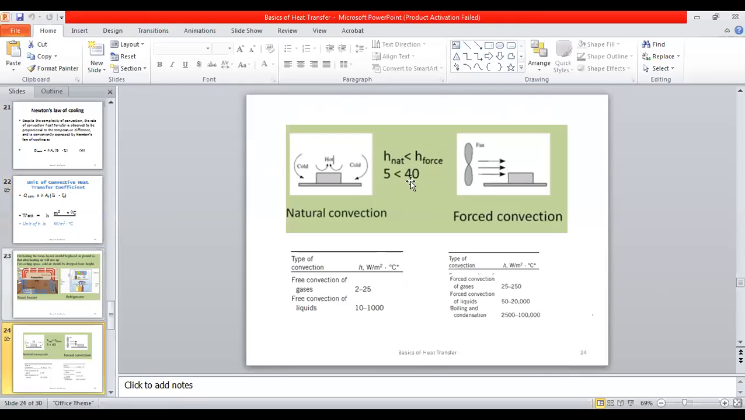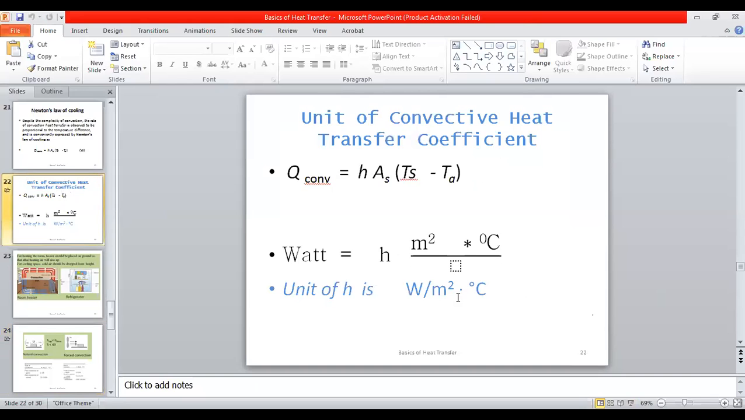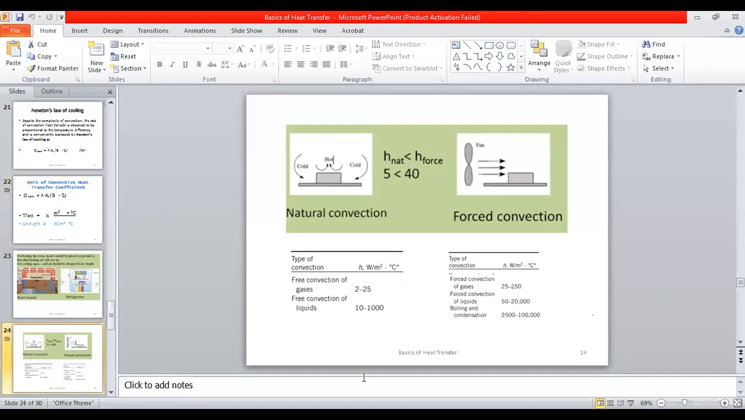But here, watt per meter square degree centigrade, but in thermal conductivity there was watt per meter. Only this is the difference. Watt per meter per degree centigrade, and in H, watt per meter square. Only the square term is there. Okay, you have to remember the unit also. In future you will not forget the unit also.